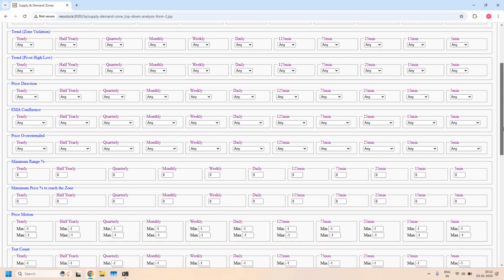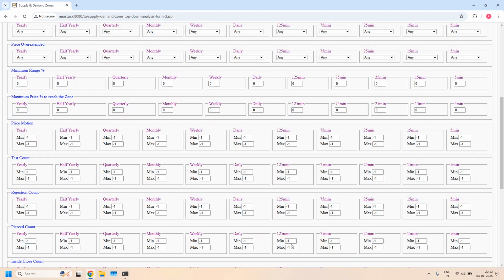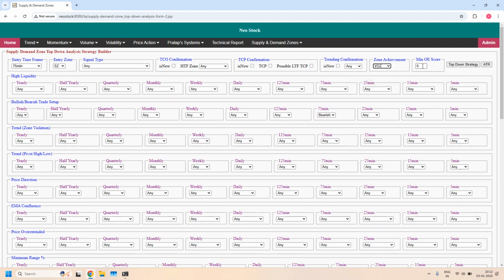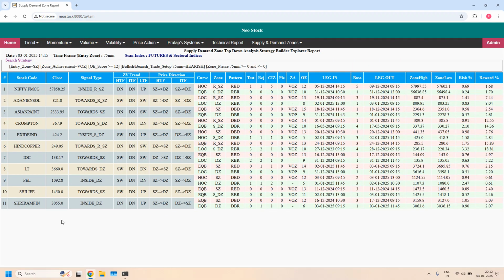And the 75 minute supply zone should not be pierced. So in the 75 minutes time frame, minimum value 0, maximum value 0, zone achievement VOZ, minimum odd enhancer score 12. All 3 filters are applied to 75 minute supply zone. Now let's verify. We got 11 stocks. All these 11 stocks are currently supporting bearish trade setup for weekly income trade.